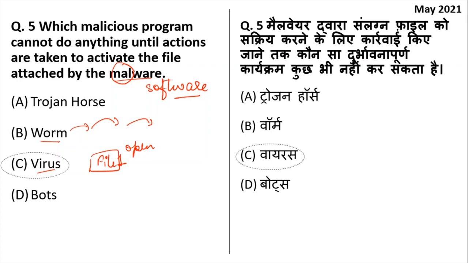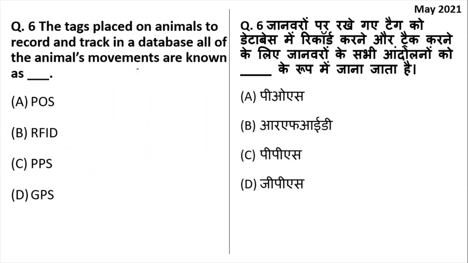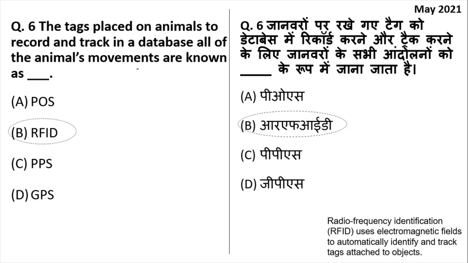The tags placed on animals to record and track in a database all of the animal movements are known as RFID. The right answer is option B. RFID stands for radio frequency identification. So these tags are used to see where the animals are. Sometimes they are also used to calculate the number of animals or count in a place.